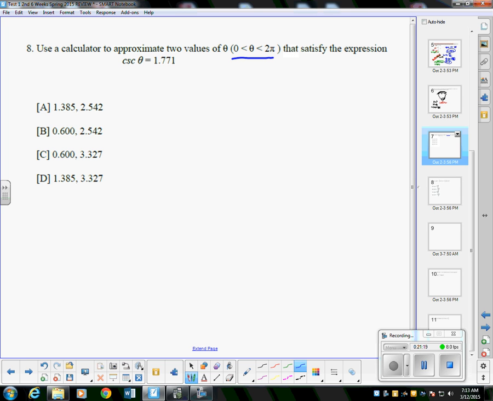Now, if you look at your answers, all your answers are in decimals. So let's convert this 0 to 2 pi into decimal form: 0 to 2 times pi, which is approximately 6.28. All right, so what you're wanting to do is find an angle that satisfies this expression. The cosecant of theta is 1.771.